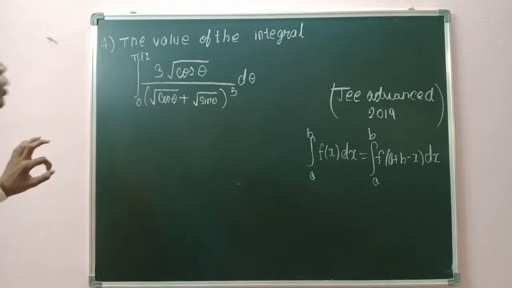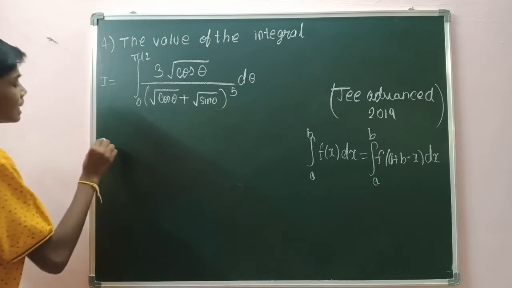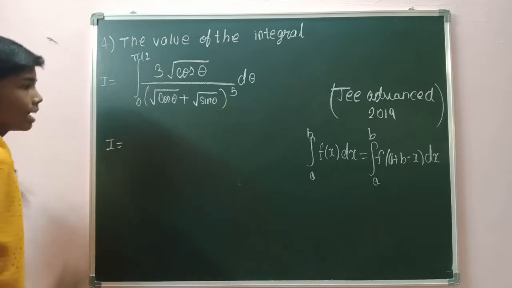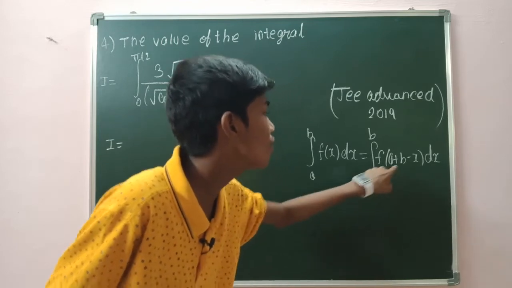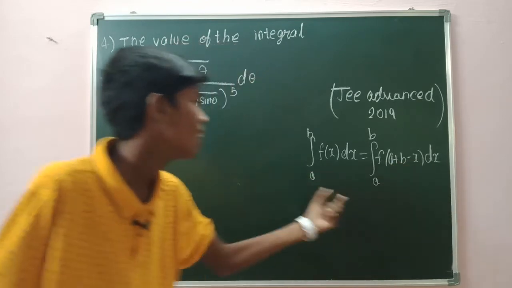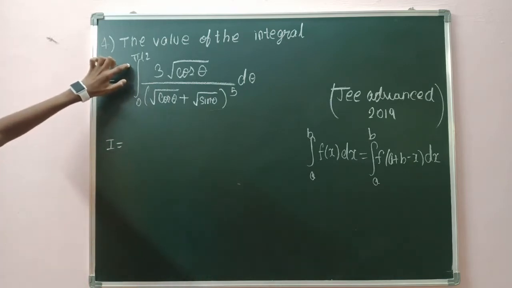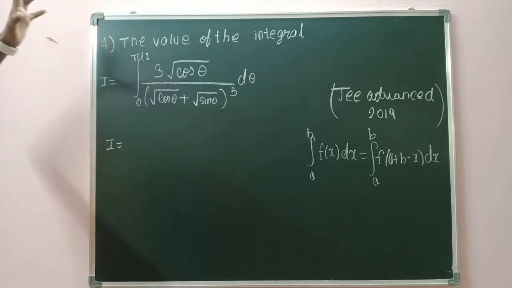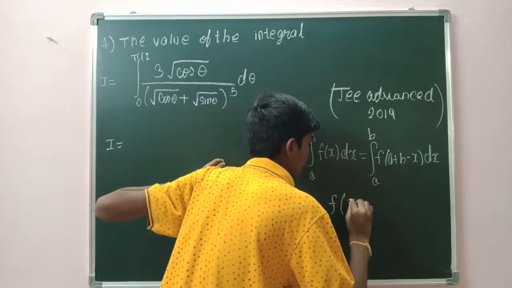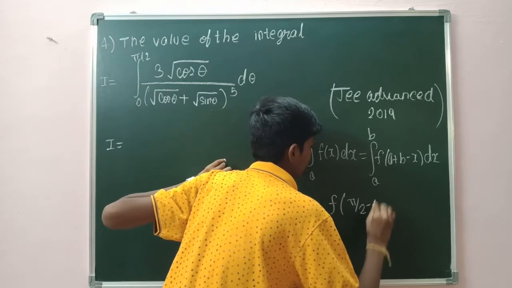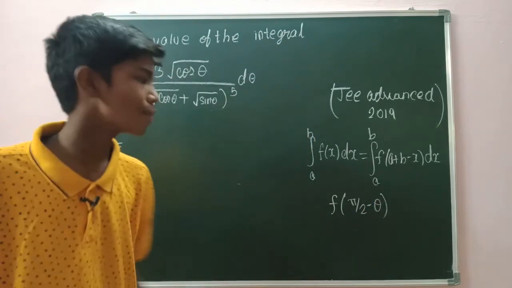So using King's rule, let me take this integral as I. Using King's rule, I can write the same I as integral of f of a plus b minus x dx. f of a plus b minus x will be nothing but f of lower limit plus upper limit minus x, that will be f of 0 plus pi by 2 minus x. That will be f of pi by 2 minus x. Hence I am supposed to find the value of f of pi by 2 minus theta. Correct now? If this is f of theta, I need to find the value of f of pi by 2 minus theta.